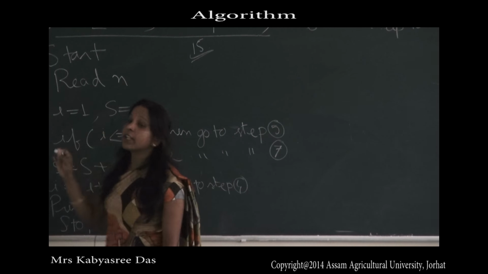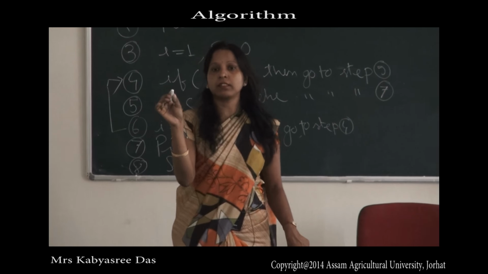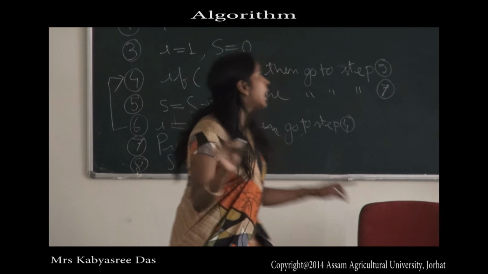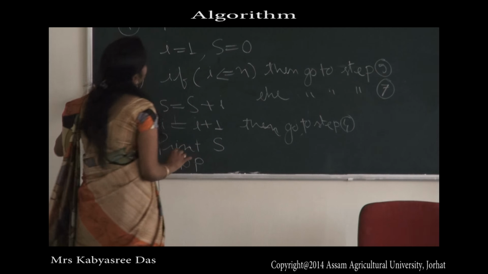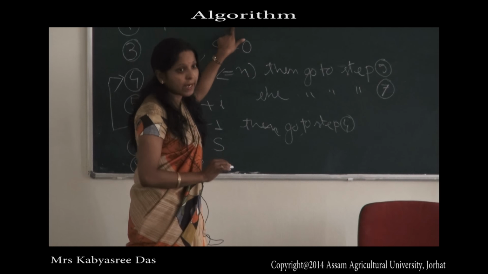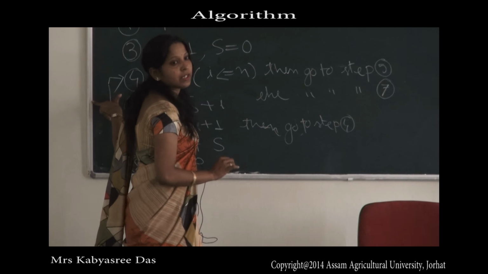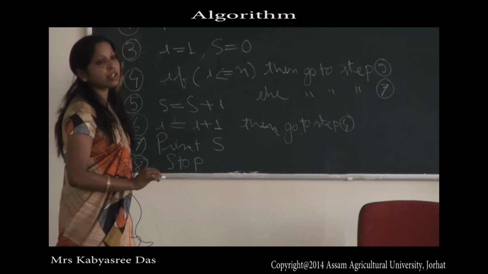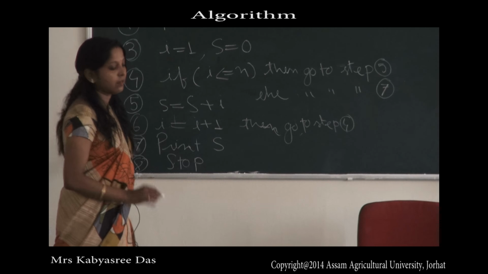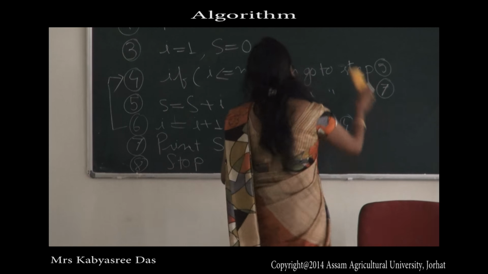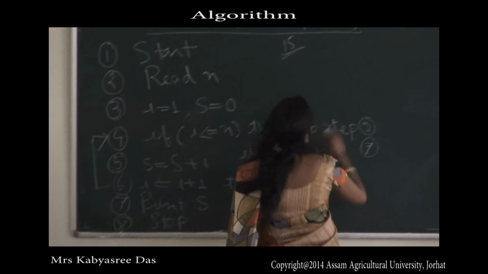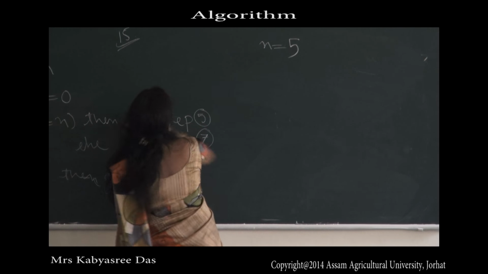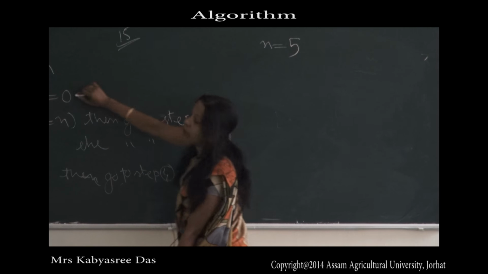If I ask you to find the summation up to 5th term, the manually calculated result is 15. If my algorithm is correct, if I input the value of n as 5, then the output should be 15. If your output is correct, that means your algorithm is correct. Now check. What is the value of n? It is 5. And I is equal to 1 and S is equal to 0.